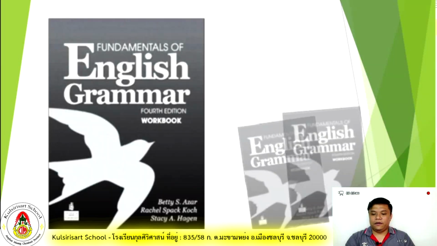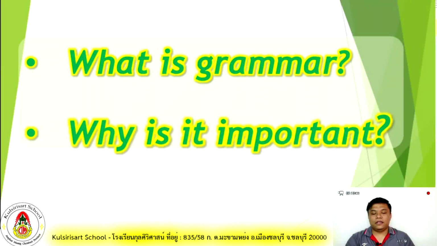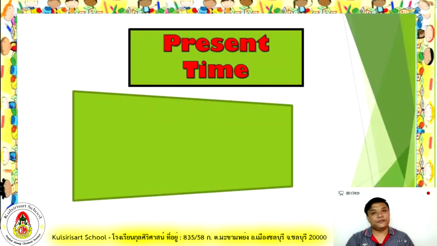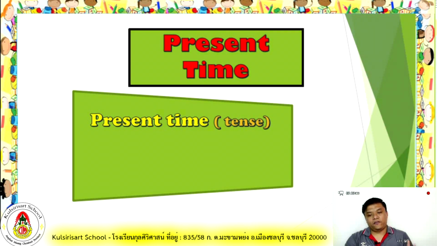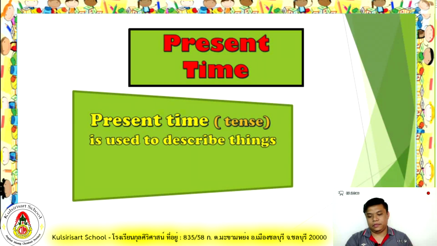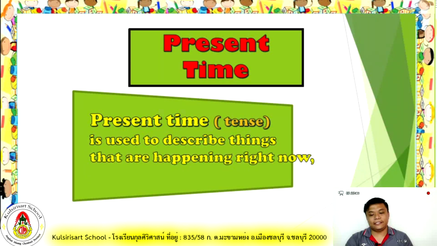Okay, before anything else, let's start with the question again. What is grammar and why is it important? Okay, let's read together. Grammar is the way that words can be put together in order to make sentences. So, as you can see, one part of grammar is the tenses. Present tense or present time, as defined here, is used to describe things that are happening right now or the things that are continuous.